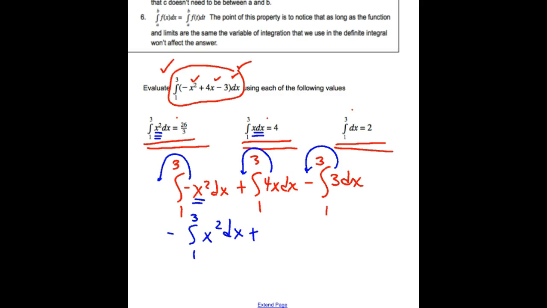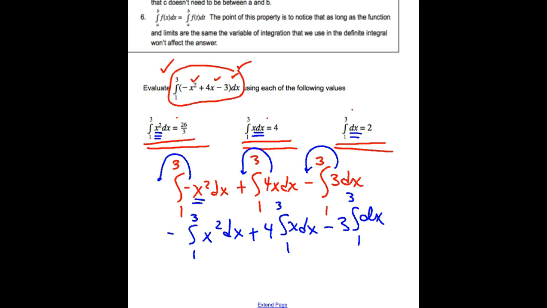Same here. This is just giving me the definite integral for x dx, so I want to get that 4 out front. Same here, this is just giving me dx, so I want to get that 3 out front.